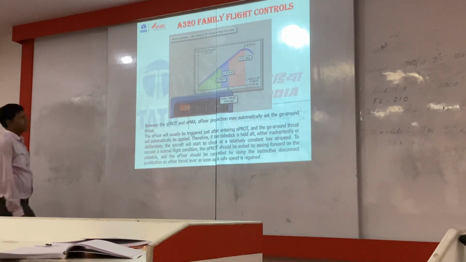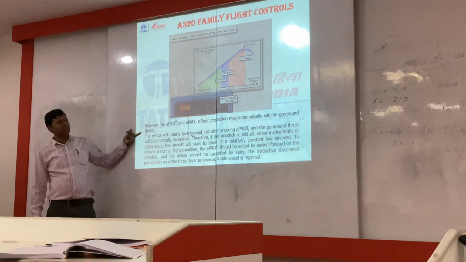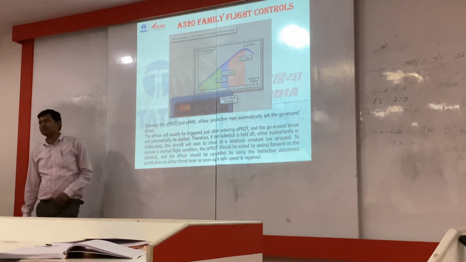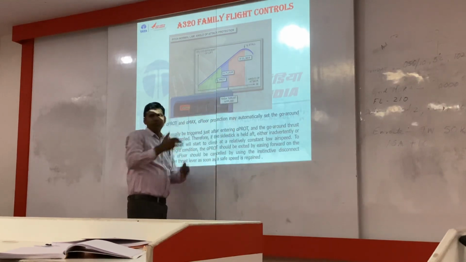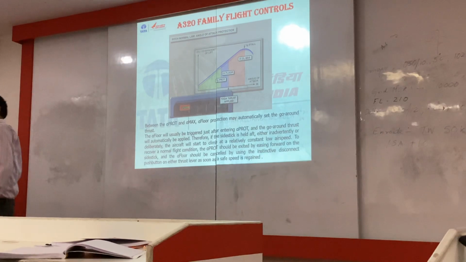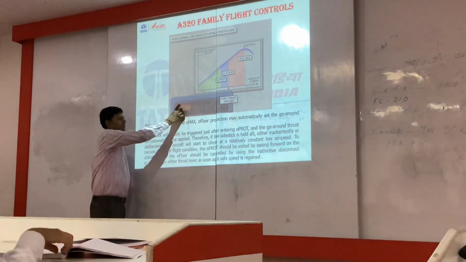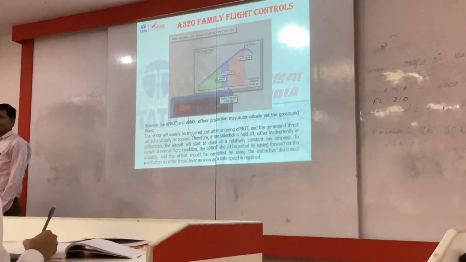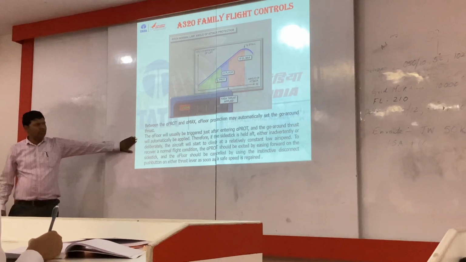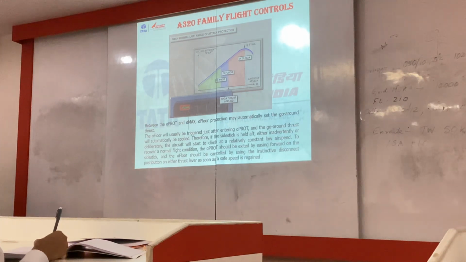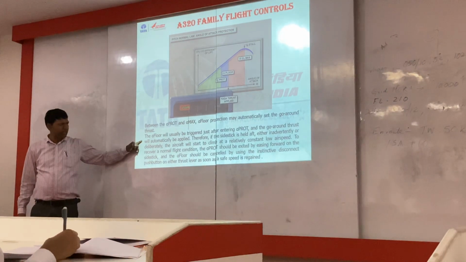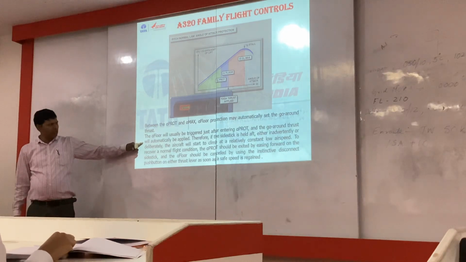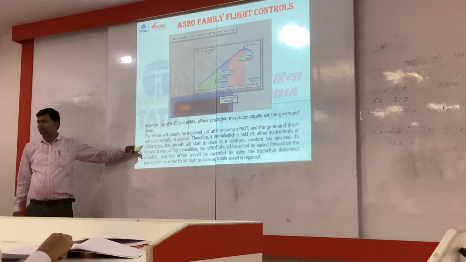So, between alpha prot and alpha max, alpha floor protection may automatically command go around. The moment you cross alpha prot and you are somewhere in between alpha prot and alpha max, or you reach alpha max, alpha floor will be activated. The moment alpha floor is activated, in the FM link you will get the message alpha floor. The alpha floor will usually be triggered just after entering alpha protection. The moment you enter the alpha protection value, alpha floor will be triggered, and the go around thrust will automatically be applied. So go around thrust will be applied.